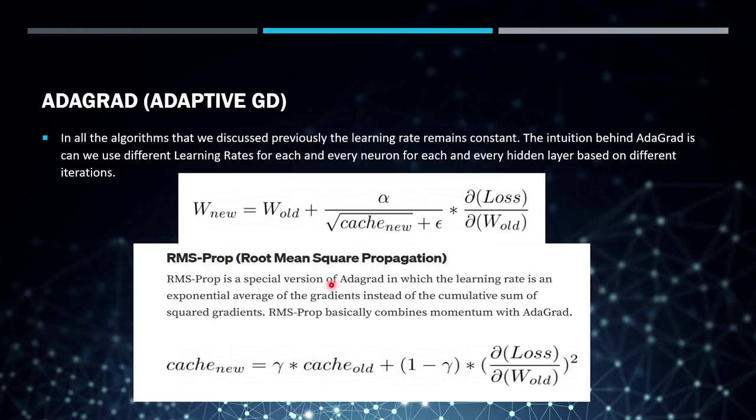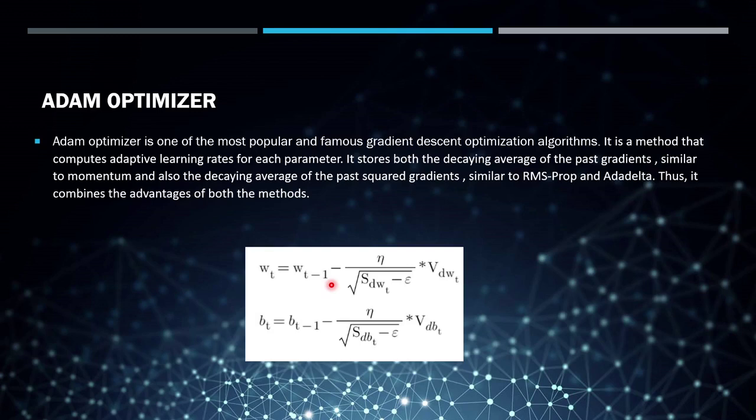These are the older optimizer functions which we don't use much, and the Adam optimizer is the one we use now. The Adam optimizer is one of the most popular and famous gradient descent optimization algorithms. It is a method that computes an adaptive learning rate for each parameter. It combines everything we have talked about: the methods of adaptive learning rate and of gradient descent with momentum.